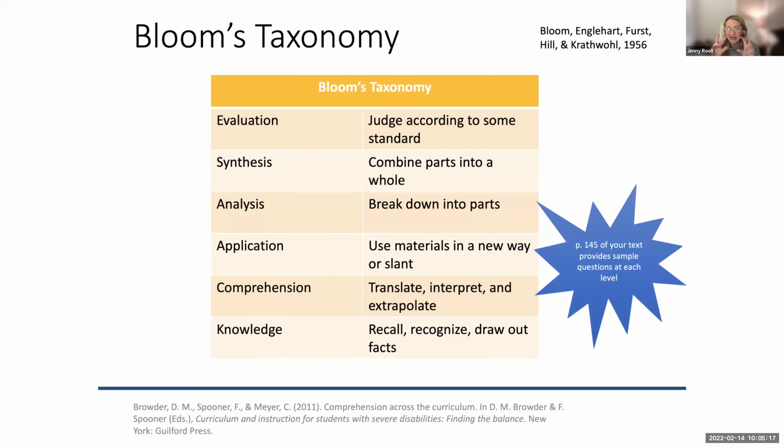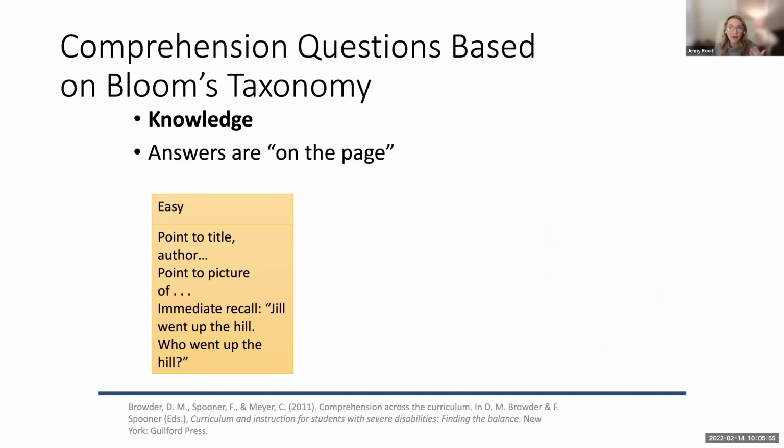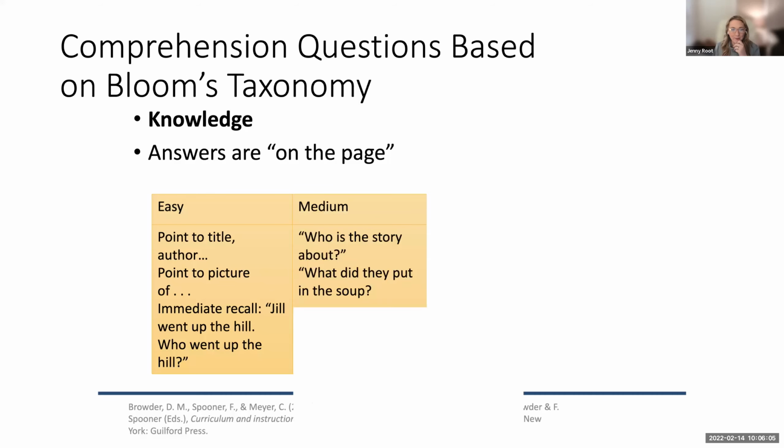So I'm going to give some examples of how questions, even within the same level of Bloom's, can be differentiated for complexity. Okay, so let's think about knowledge level questions. These questions are going to have answers on the page, or you may have heard those as right there answers. So an example of an easy question would be, point to the title, point to the author. Can you show me a picture of the grandma, or Jill went up the hill? Who went up the hill? Right after I read something and having them repeat that.